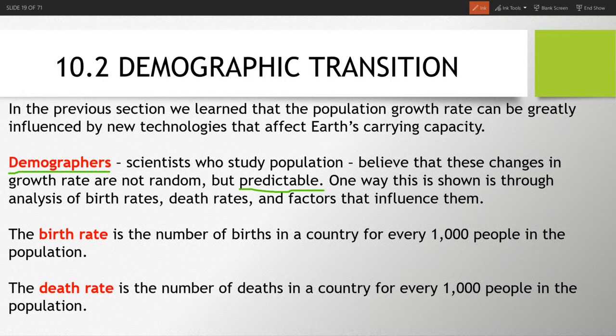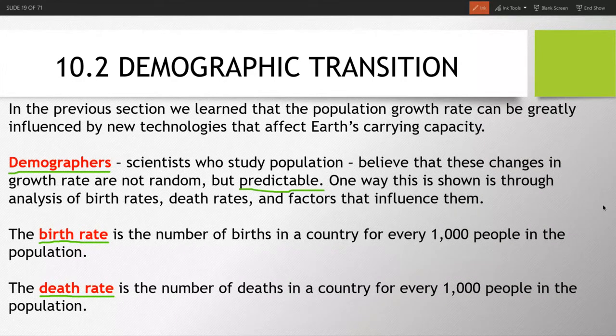And in order to predict what is happening or what will happen with a population, we look at a few key pieces of information. In particular, we'll look at birth rates and death rates. The birth rate is the number of births in a country for every 1,000 people in the population. And the death rate is the number of deaths in a country for every 1,000 people in the population.